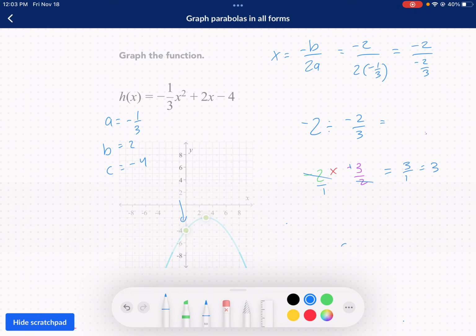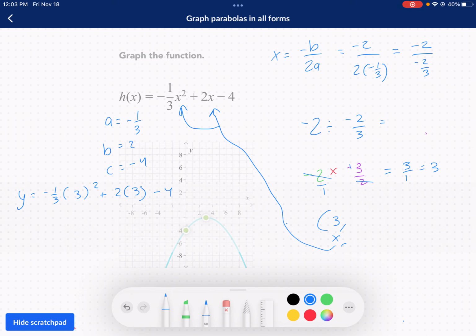So now I found my x value for my vertex. Now I need to find my y value by plugging in 3 for x into my original equation. Okay, so a lot involved here. That's why my students don't really like standard form. But I'm just going to plug in 3, and I square it, and then I plus 2 times 3, and then I minus 4.